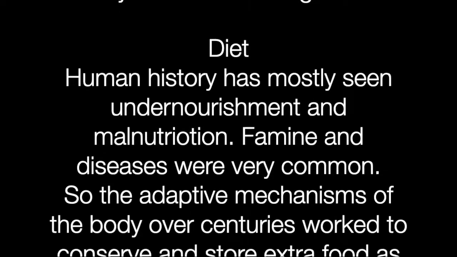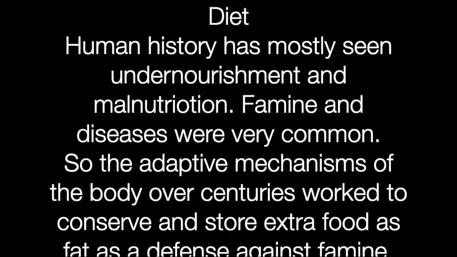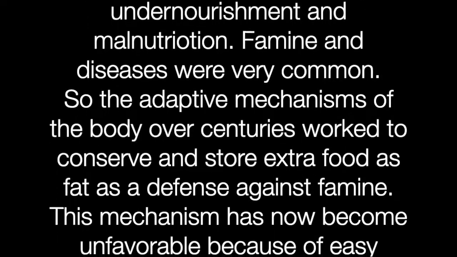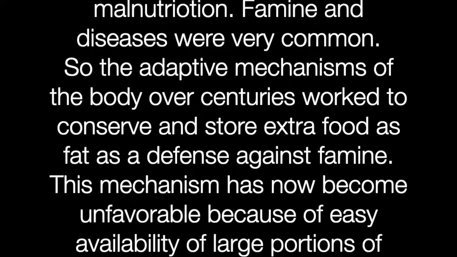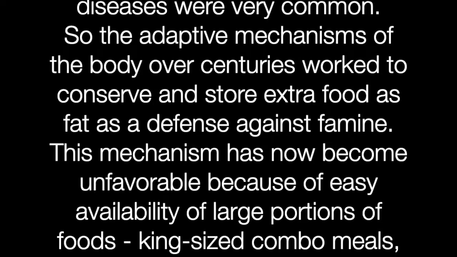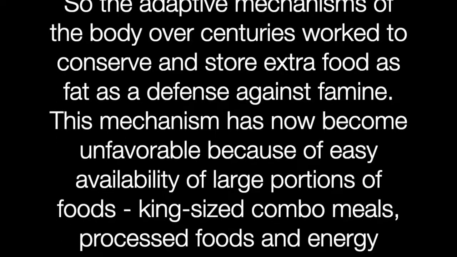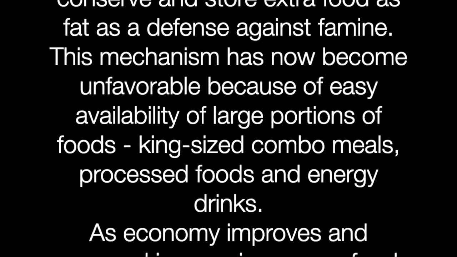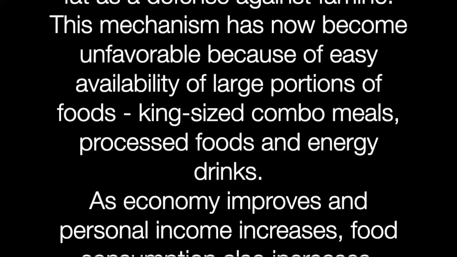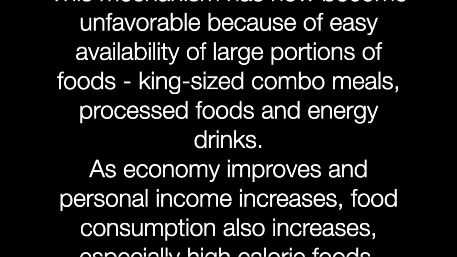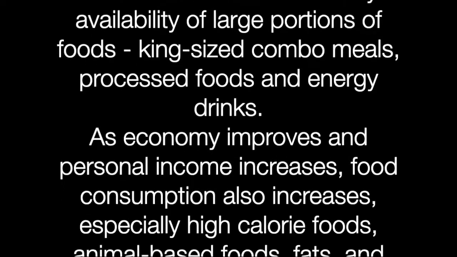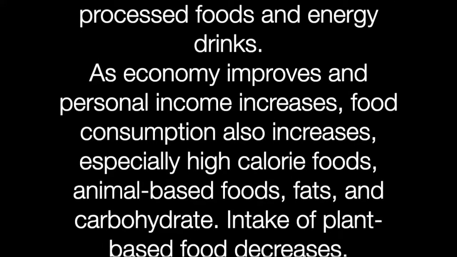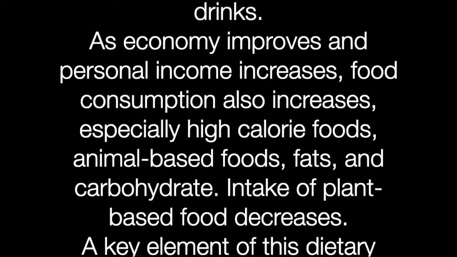Diet. Human history has mostly seen undernourishment and malnutrition. Famine and diseases were very common. So, the adaptive mechanisms of the body over centuries worked to conserve and store extra food as fat as a defense against famine. This mechanism has now become unfavorable because of easy availability of large portions of foods. Example, king-sized combo meals, processed foods, and energy drinks.